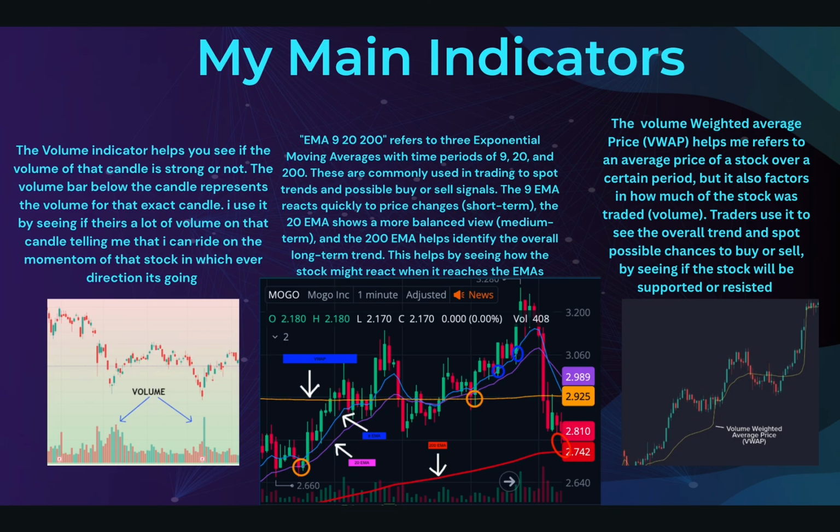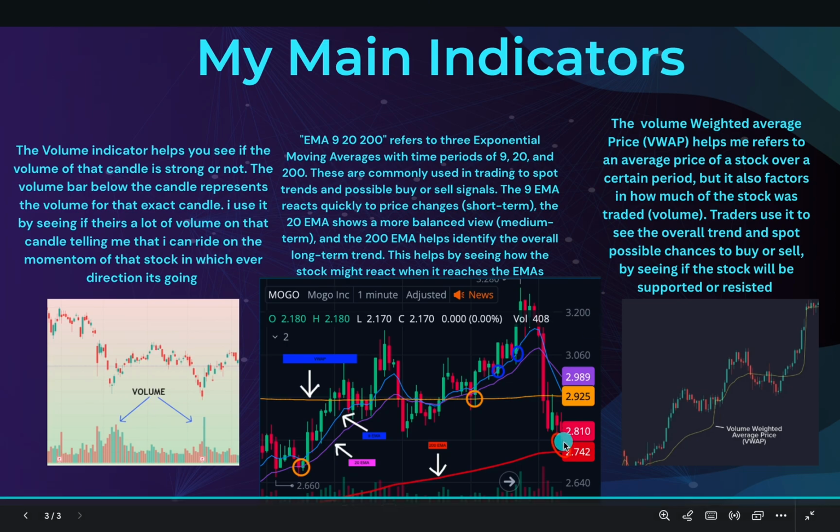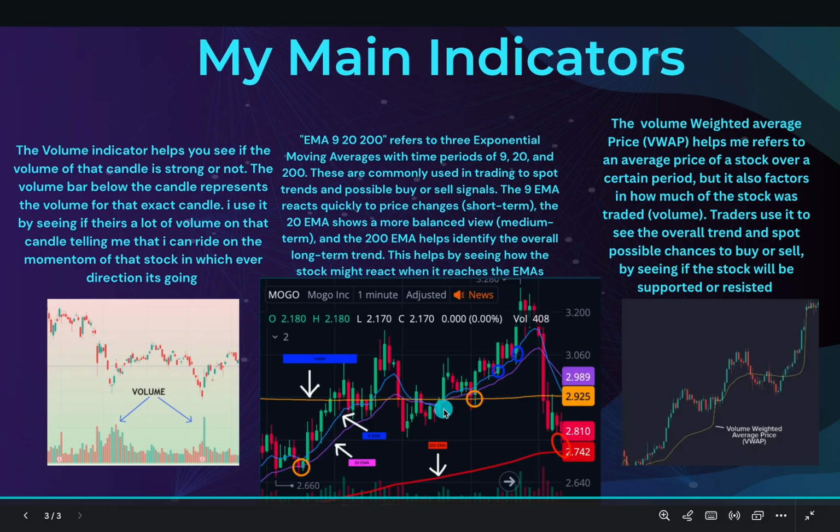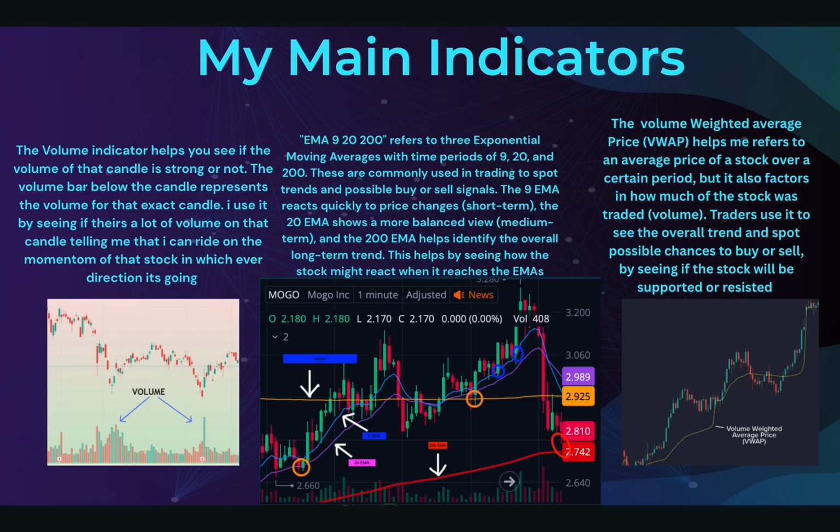So if it supports, it will bounce back up. If it's resistance, it will break out of that 200, and the 200 will now become a resistance. So the EMAs can be used as support and resistance trends. They can be used as trends, like I said right here in the definition. So they're really, really useful in telling if the market's going up or down, if there's going to be support or resistance in that stock.